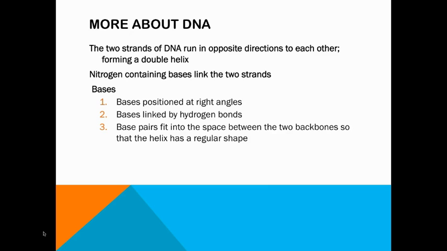Now, in DNA, we have two strands running in opposite directions. They have a base that links the two strands, and that base is positioned at a right angle to one another. They're linked by hydrogen bonds, as we saw in the last podcast, and the base pairs fit into a space between the two backbones so that the helix has its representative shape.